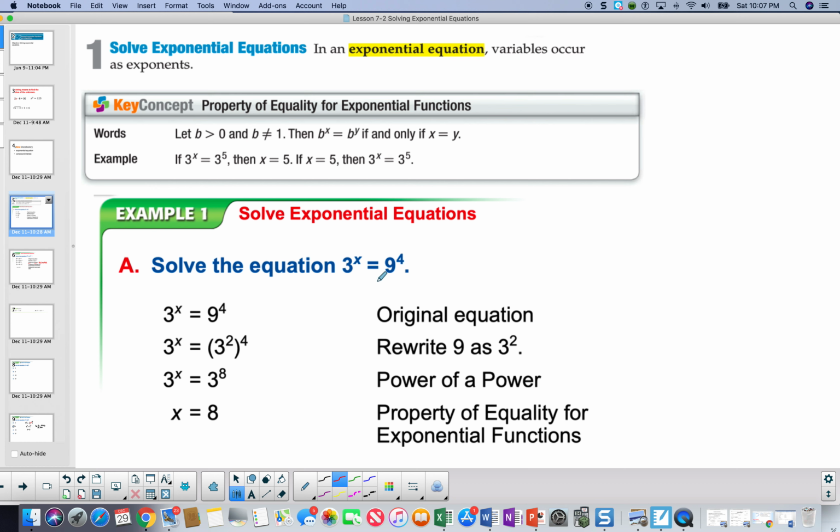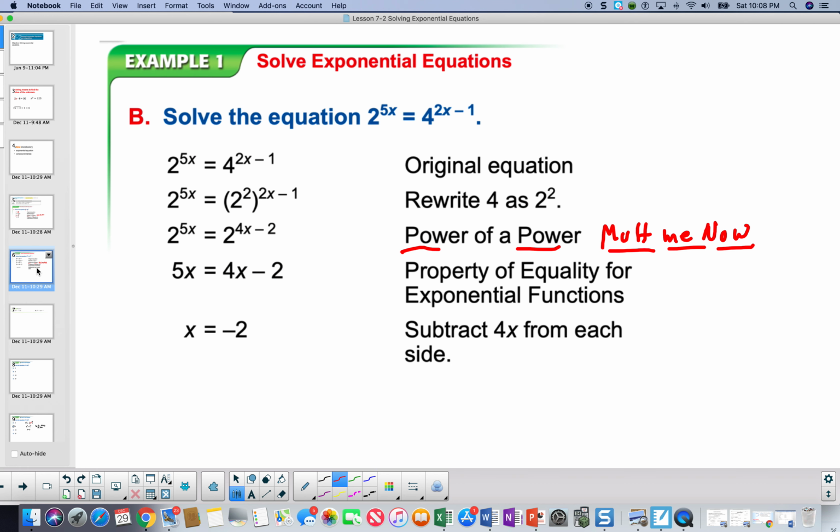If the exponents are the same, then take any base to that power and they'll be equal. So to solve an equation like this, we want to make sure that the bases are the same. So we'll work with the number 9. And the number 9 can be written as 3 to the second power. So when we do that, we use power to a power, multiply the exponents, and we get 3 to the 8th. Now that the bases are the same, we can say x is equal to 8, and we have solved for x.